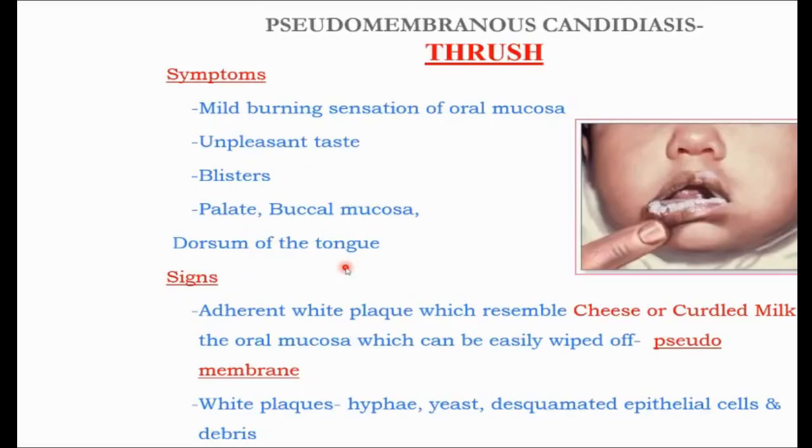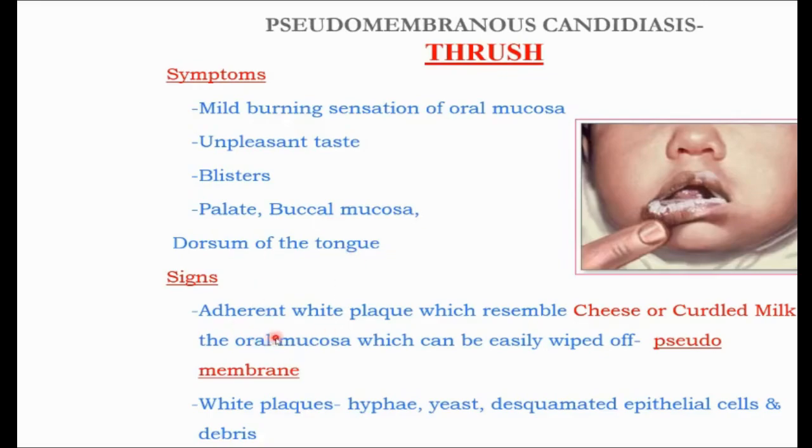So this is acute pseudomembranous candidiasis. It is also called thrush. It appears, of course, as a white lesion. There is a mild burning sensation of the oral mucosa, and whenever the patient has this lesion, he experiences an unpleasant taste. There could be blister formation as well, I think in chronic conditions, if it is present for a longer duration of time. The palate, buccal mucosa, and dorsum of the tongue are the areas which are affected.